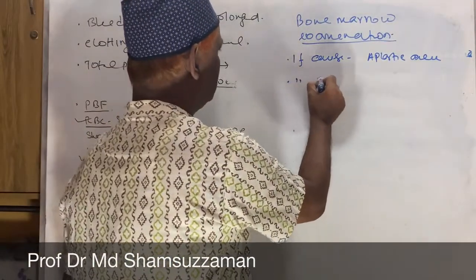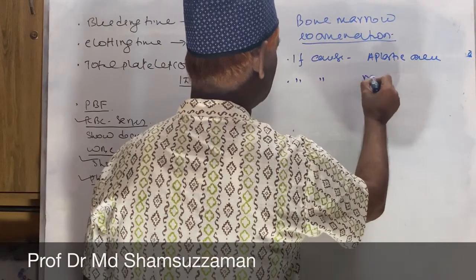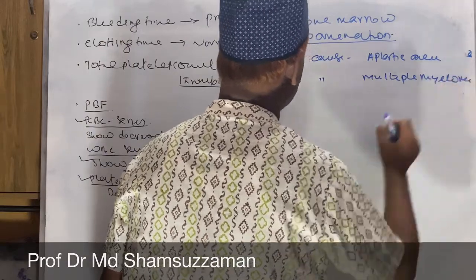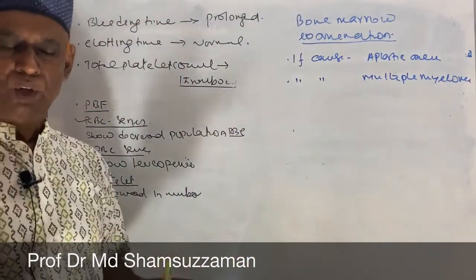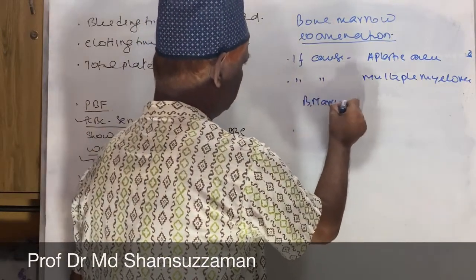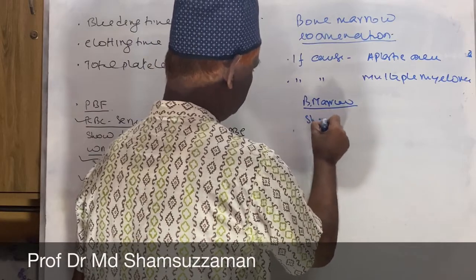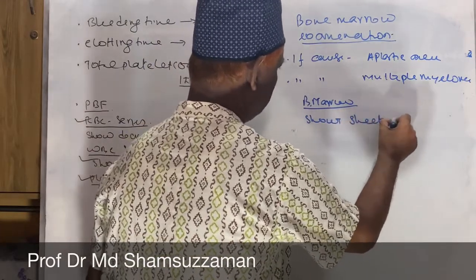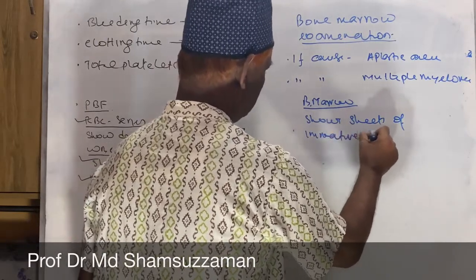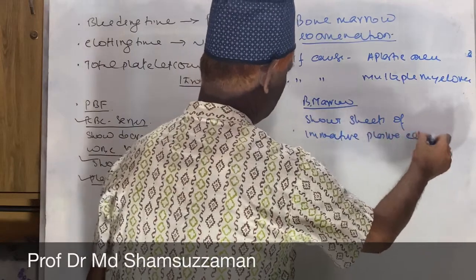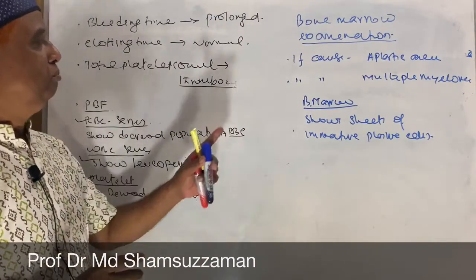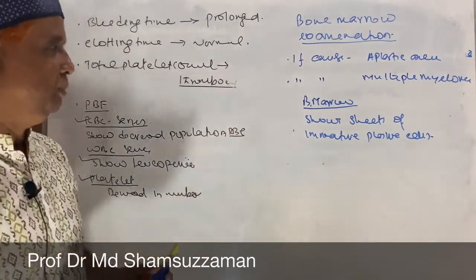If the cause is multiple myeloma, what will be bone marrow findings? Bone marrow will show sheets of immature plasma cells or sheets of myeloma cells in case of multiple myeloma.